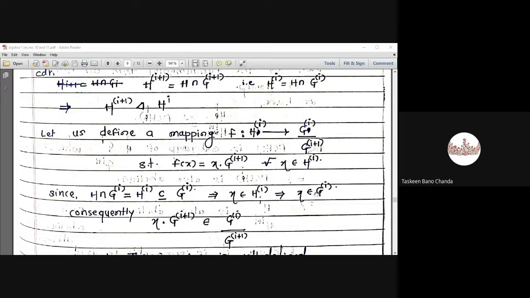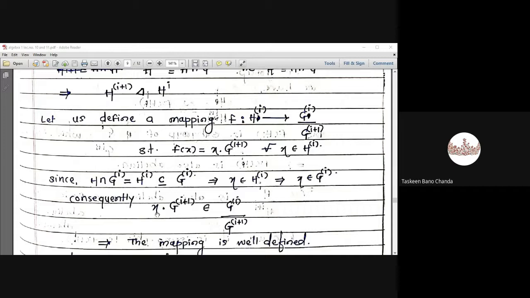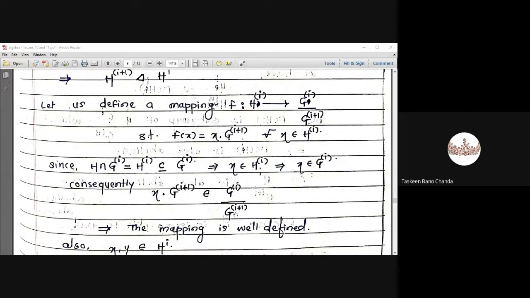परत हे स्टेटमेंट कसं आलंय? Hence x into g raised to i plus 1 belongs to g raised to i upon g raised to i plus 1. Every element of this codomain, okay, like this. Thus, the mapping is well-defined mapping. Okay, any doubt? How mapping कसं define केलं आहे? आधी mapping कळालं का? Can I explain again?